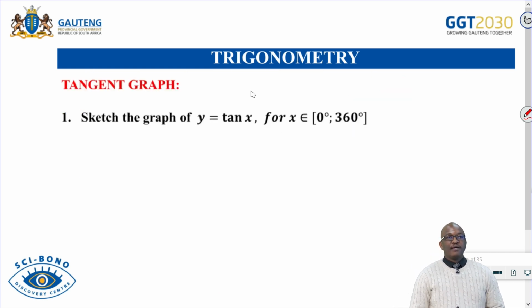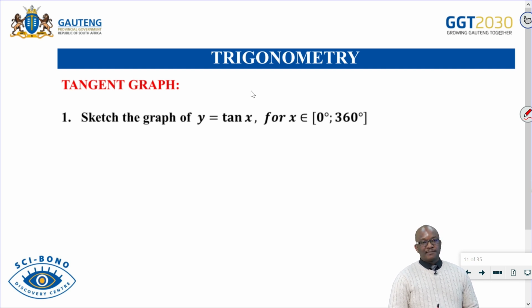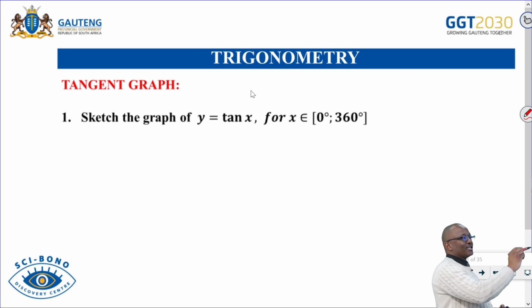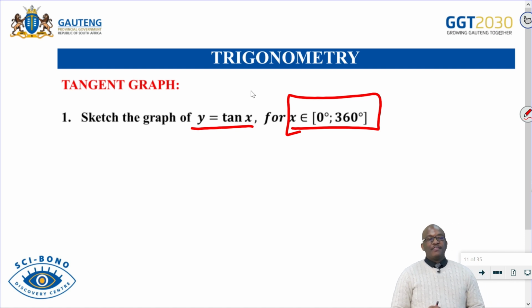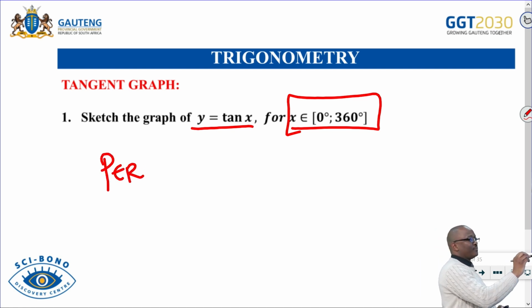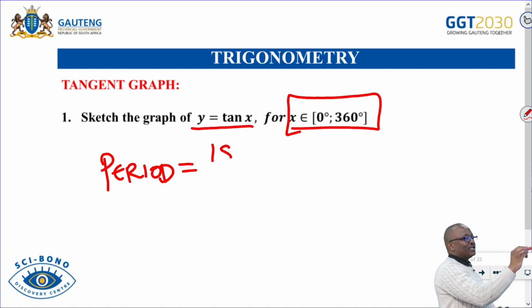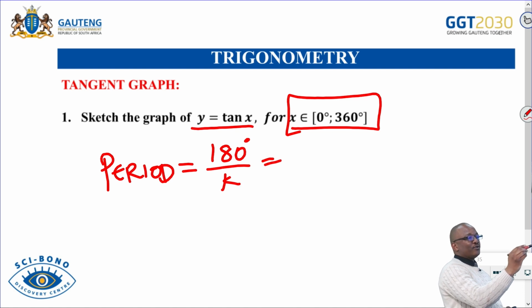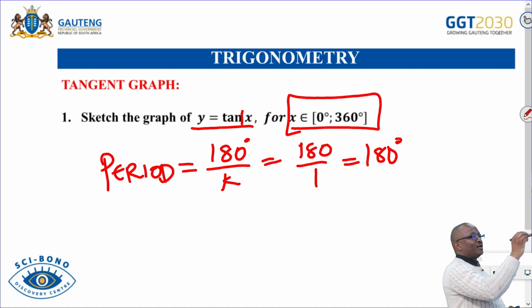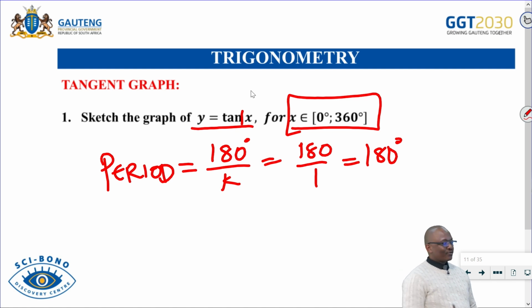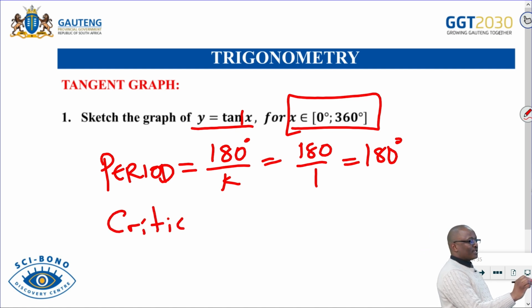Okay, so now looking at the graph of tan. We must sketch y is equal to tan x, for x an element of 0 to 360. How do we get it? We start with its period. For tan, the period is 180 divided by k, which is 180 divided by 1, which is 180. That is your period. Remember, k is the number in front of x, and the number in front of x here is 1.